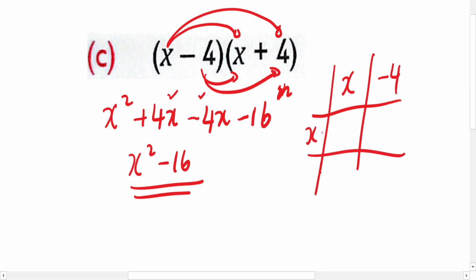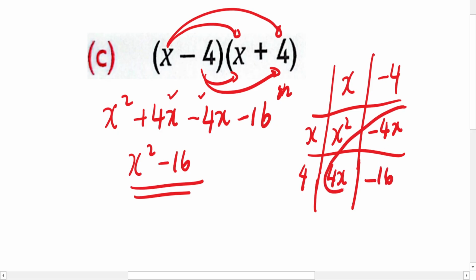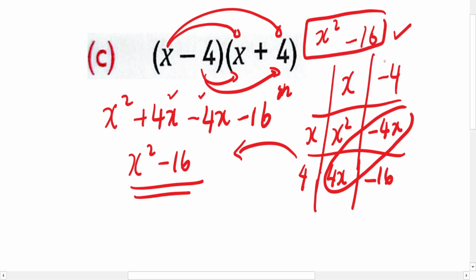So you do x and x minus 4, the other one to be x and plus 4. Obviously x times x gives you x squared, minus 4 times x will give you negative 4x, and 4 times x gives you plus 4x, and negative 4 times 4 gives you negative 16. If you add this together, obviously at the end of the day you're going to get the exact same answer. Obviously let's see, x squared minus 4x plus 4x, obviously 0, minus 16 gives you the same exact answer.